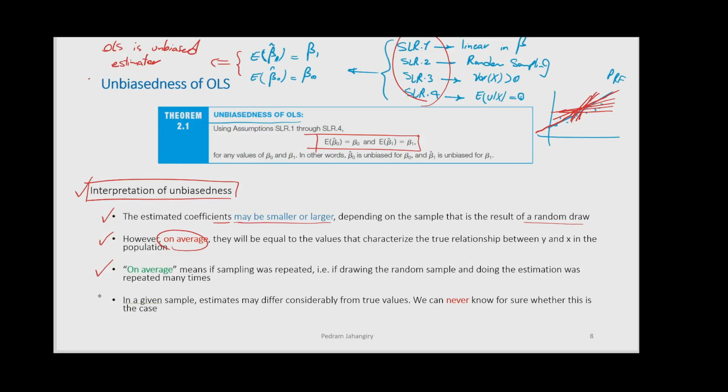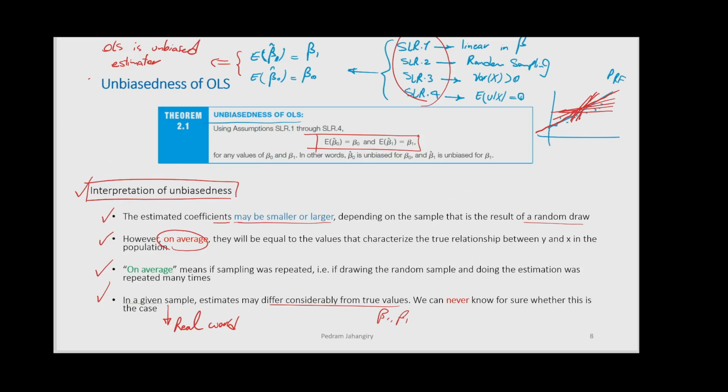Okay, and then finally, in a given sample, this is real life, real world. When you're working on your final project, I'll give you one data set and simply one data set. So in a given sample, in one sample, estimates may differ considerably from true values. What are true values? Beta 0, beta 1. Again, what are true values in simple English? What's the relationship between education and wage? That's the true value that you're looking for.